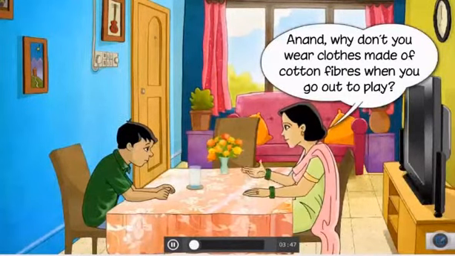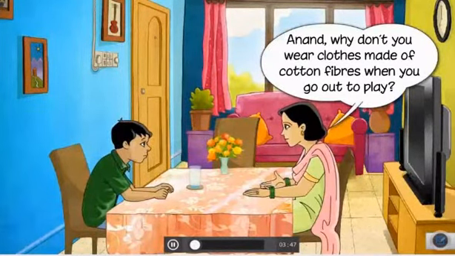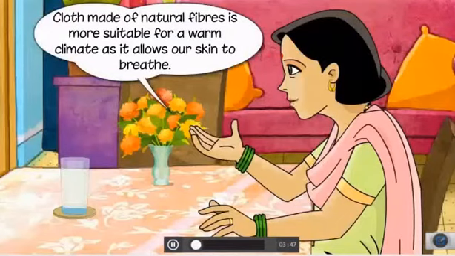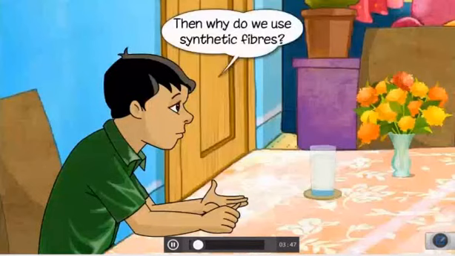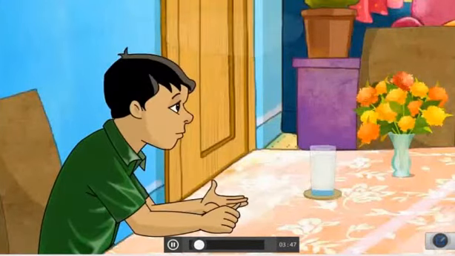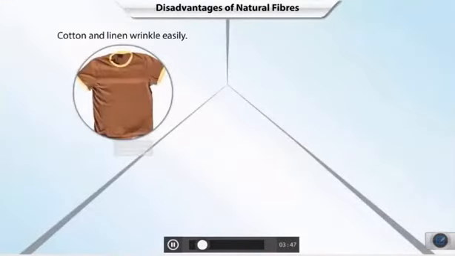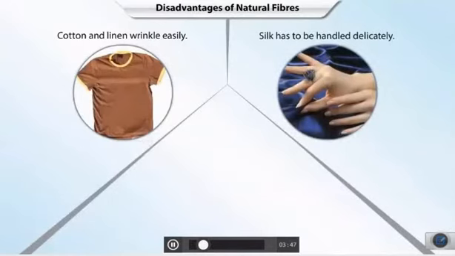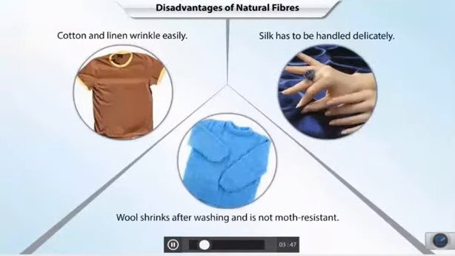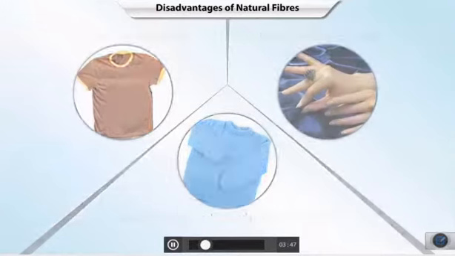Anand, why don't you wear clothes made of cotton fibers when you go out to play? Cloth made of natural fibers is more suitable for a warm climate as it allows our skin to breathe. Then why do we use synthetic fibers? That's because natural fibers have their drawbacks as well. Cotton and linen wrinkle easily. Silk has to be handled delicately. Wool shrinks and is not moth-resistant.